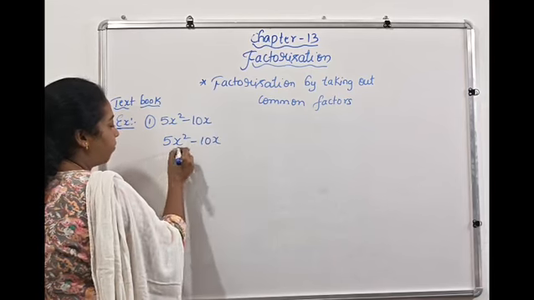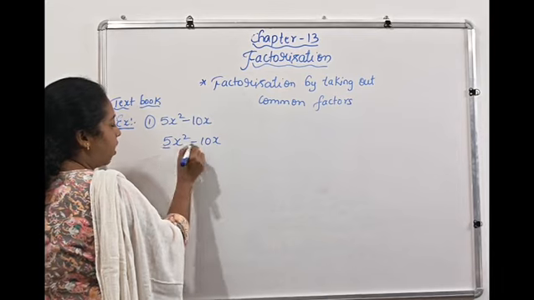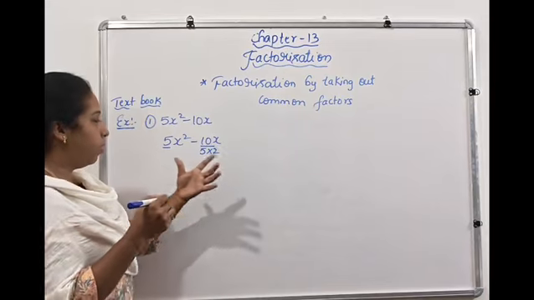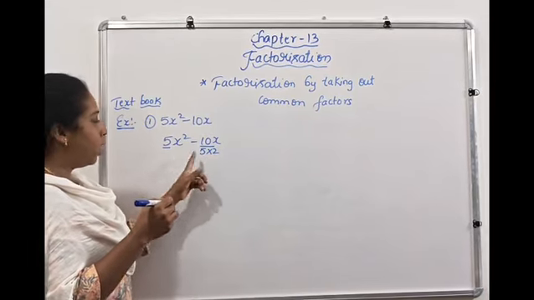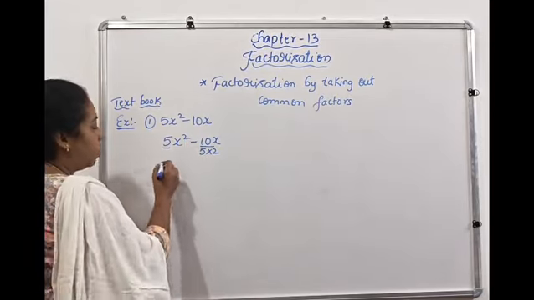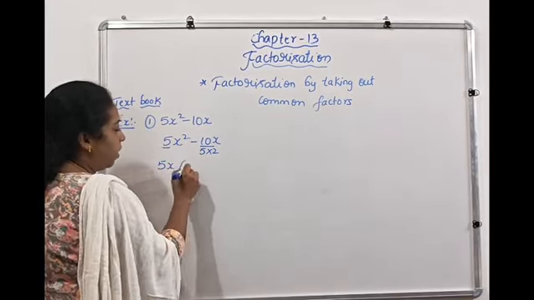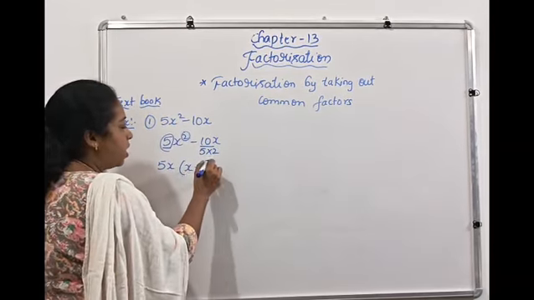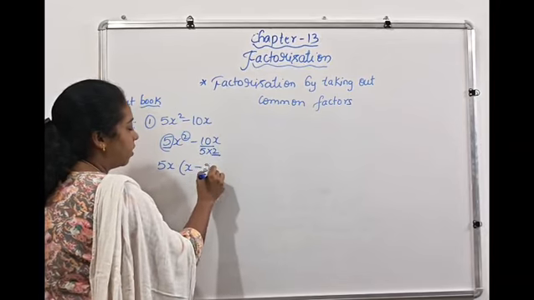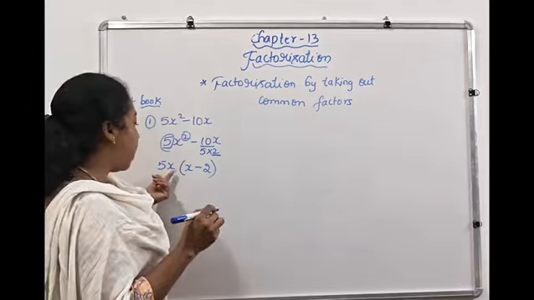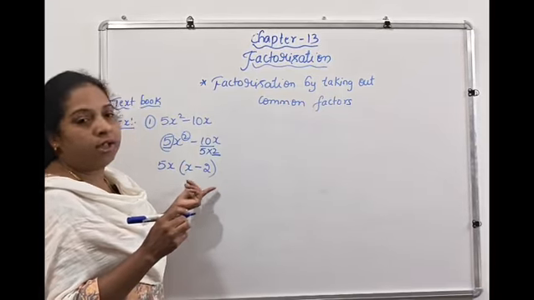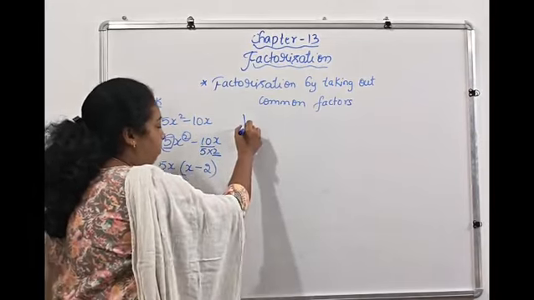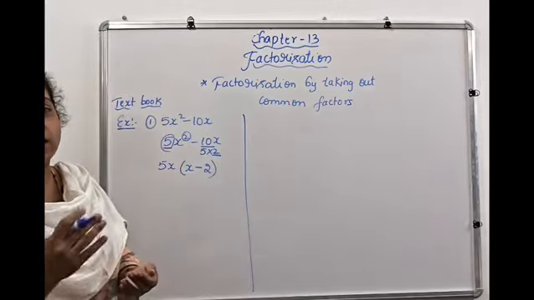So which is the common here? 5. Shall I write 5? And 10 is 5 into 2. Okay. So here 5 is common and x is common. So if I take 5x common, then remaining is x minus 2, right? So 5x and x minus 2 are the factors of 5x square minus 10x, right? So next we'll go for the second example.